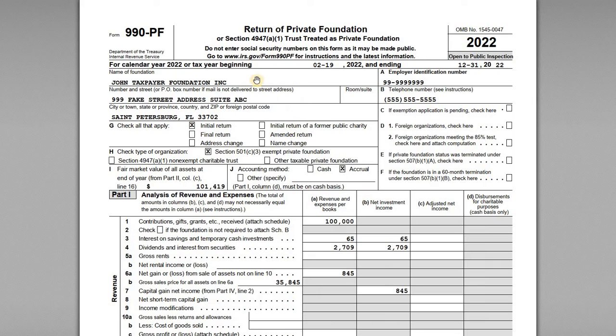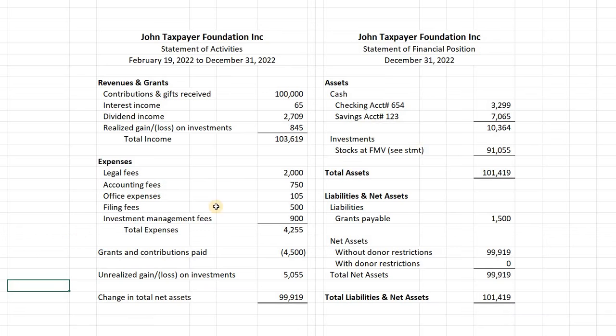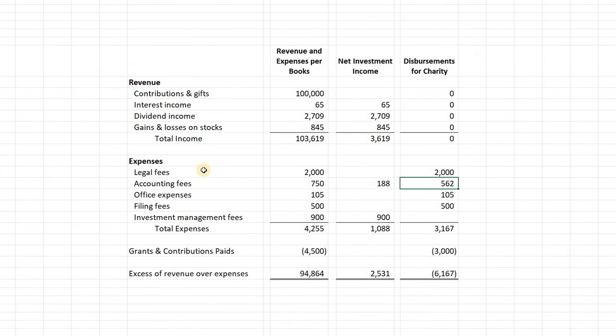So in our case here, we have a non-operating foundation, so we'll go through the sample 990PF for that type of scenario. And then we also have a set of financial statements here for our foundation, so a statement of activities for the short period that it was open during the year, and then a balance sheet at the end of the year. And then we do have a reconciliation here, which shows how we're allocating income and expense across our net investment income and then charitable disbursements. So we'll come back to this a little bit later.